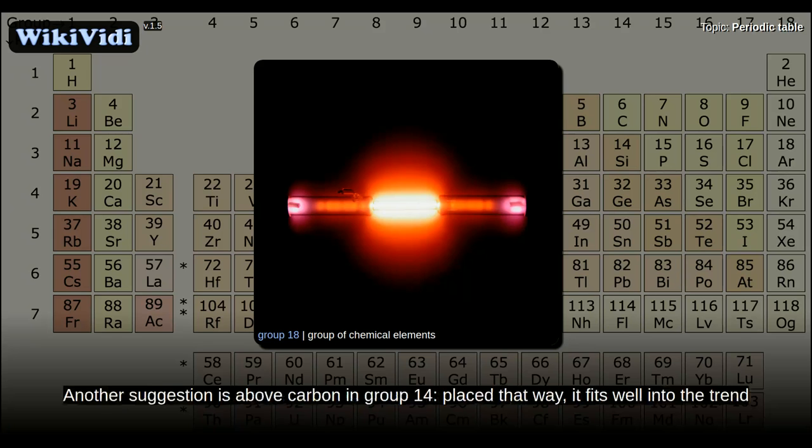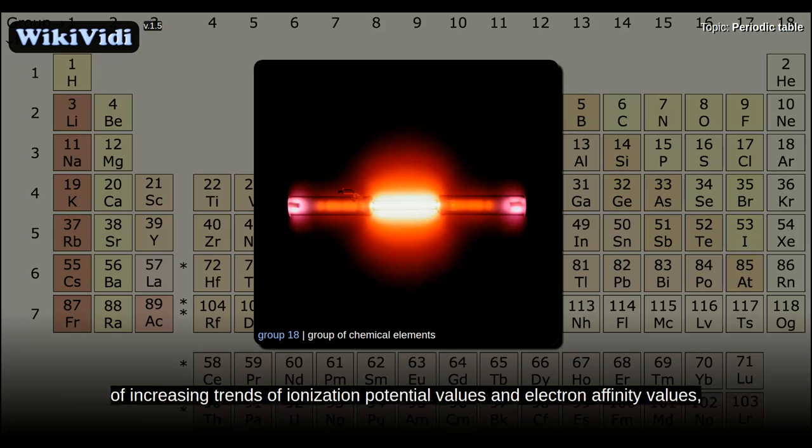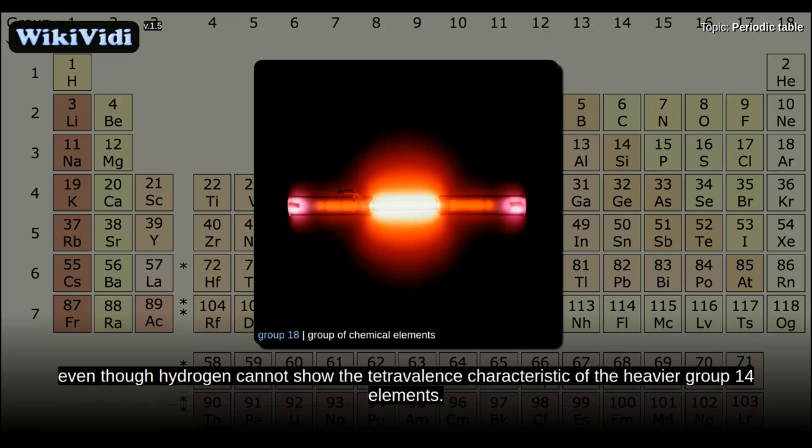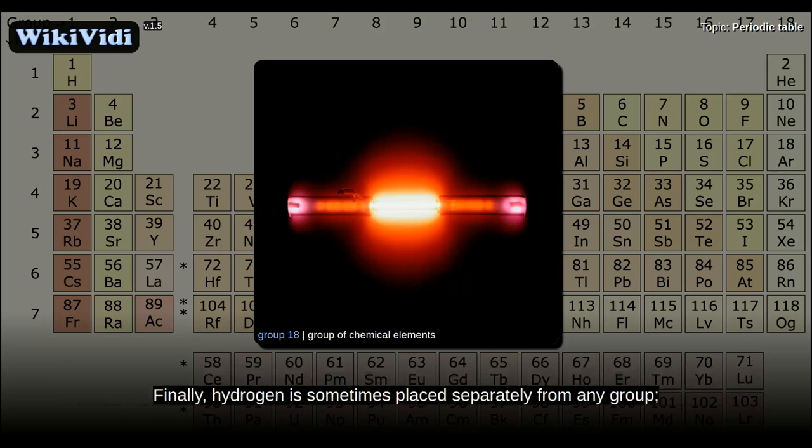Another suggestion is above carbon in group 14. Placed that way, it fits well into the trend of increasing ionization potential values and electron affinity values, and is not too far from the electronegativity trend, even though hydrogen cannot show the tetravalence characteristic of the heavier group 14 elements. Finally, hydrogen is sometimes placed separately from any group.